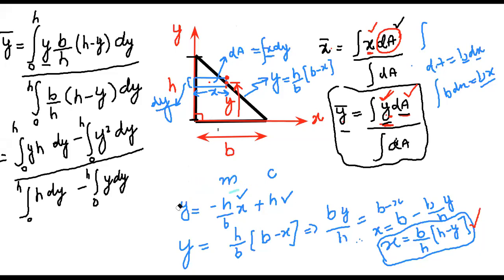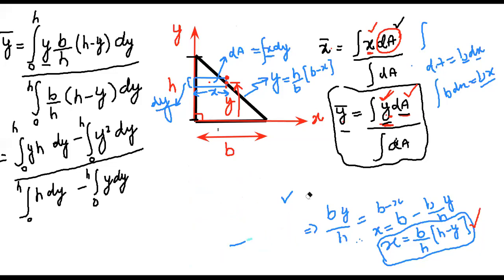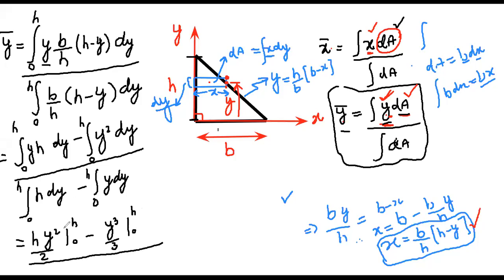Let me rub this off, clear some space. We can write this as h integral y dy, which is y square by 2 going from 0 to h, minus integral y square dy, which is y cube by 3 going from 0 to h, whole divided by h dy, which is h into y going from 0 to h, minus integral y dy, which is y square by 2 going from 0 to h.